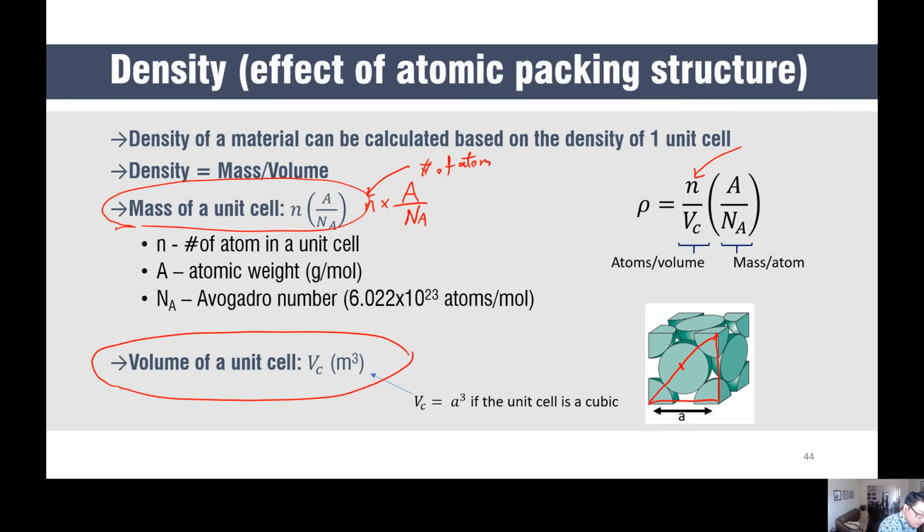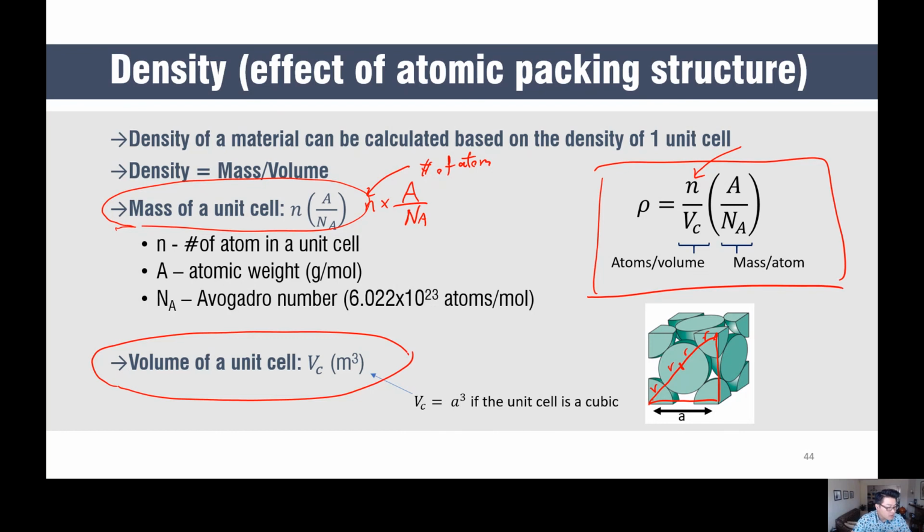But anyway, here, for example, you need to think about the A and R relationship as well, right? So for the FCC, we have R here. You need to know the radius of the atom, and after that, you can calculate the lattice parameter, and then you can calculate the volume of the cell. By doing that, you can estimate the density of the material, which is given in this form. Rho equals N times A over Avogadro number divided by V sub C.